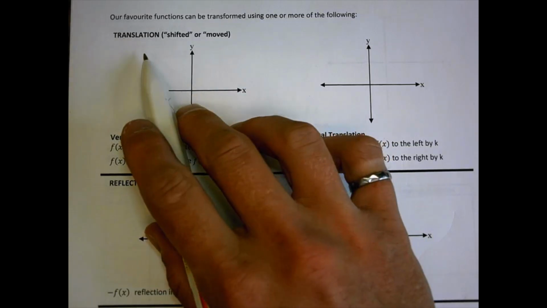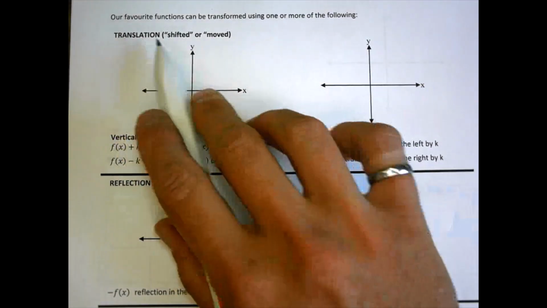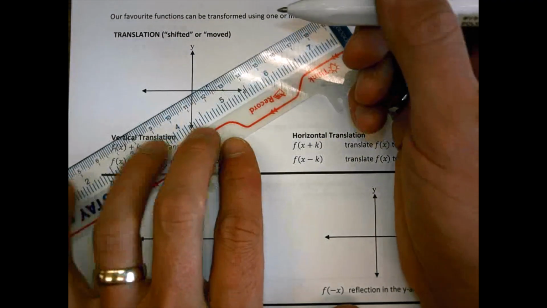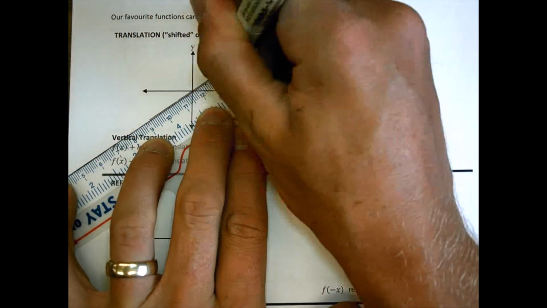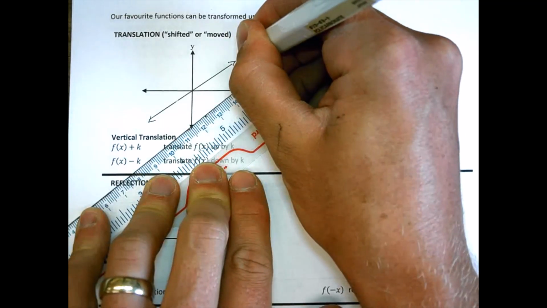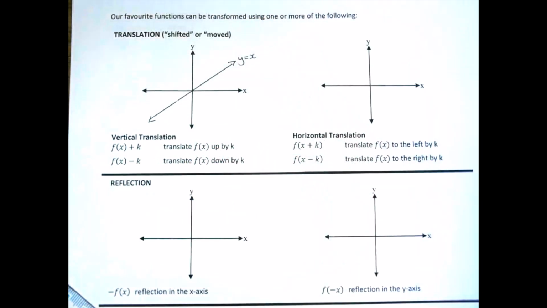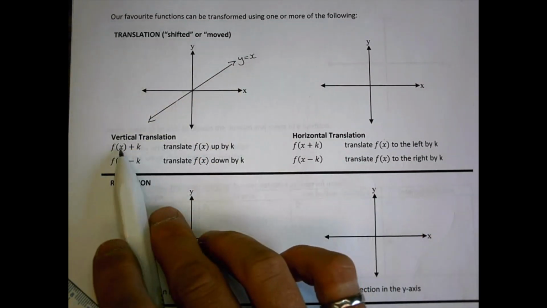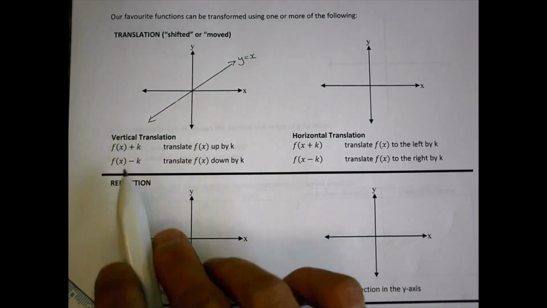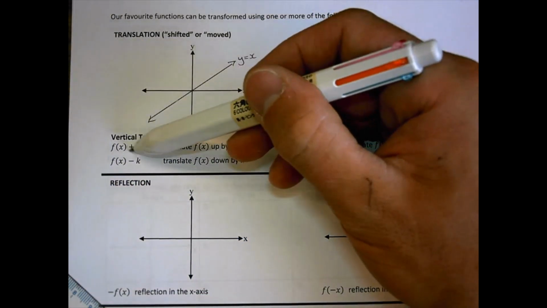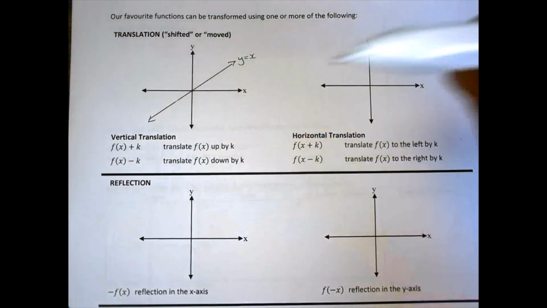The first type of transformation is a translation. Another word you might use is a shift, or when the function has been moved. For example, let's start with a function we all know, y equals x. This is a linear function. If I add a value to the function, so if I take my function and add k or subtract k, that is a vertical translation. I either move up k or down k units.